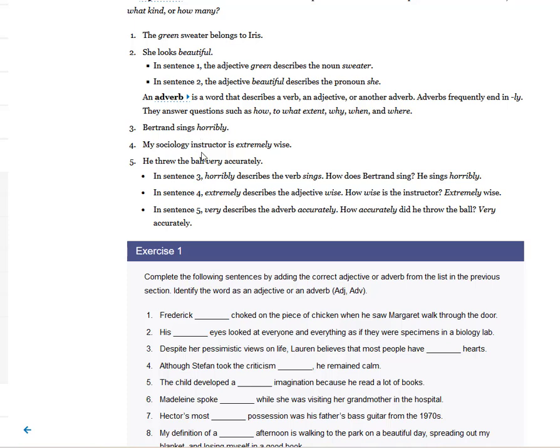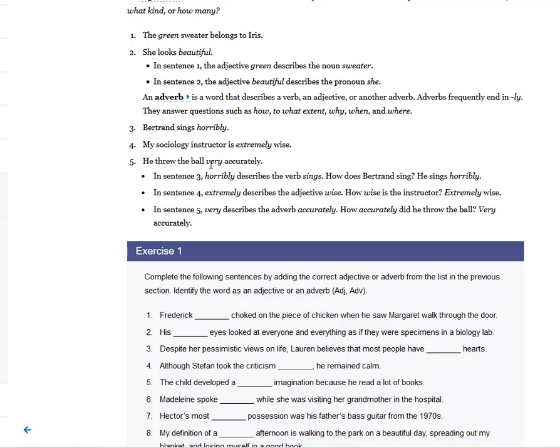My sociology professor is extremely wise. So extremely modifies wise. So an adverb can modify either a verb or an adjective. So how wise is he? He is extremely wise. He threw the ball very accurately.